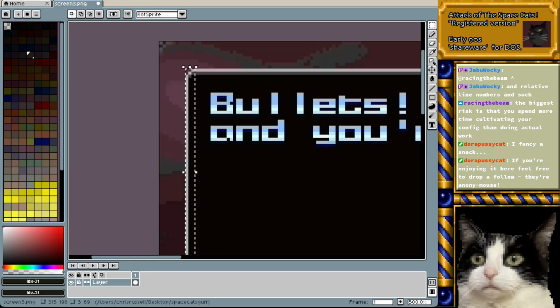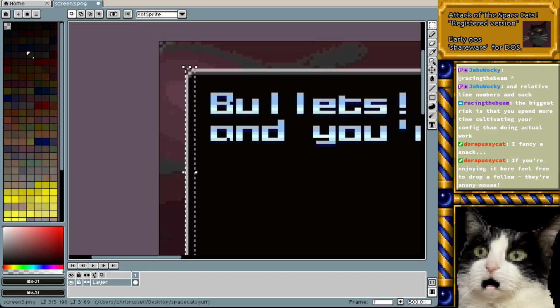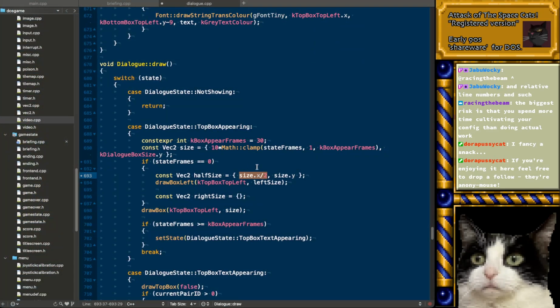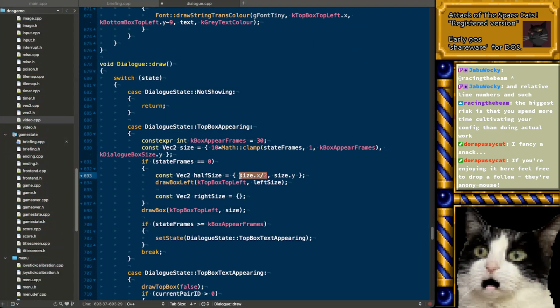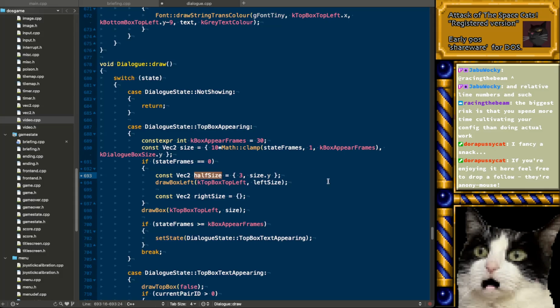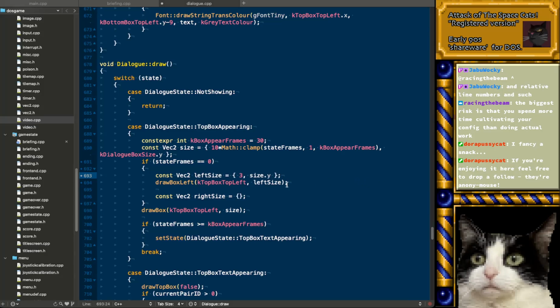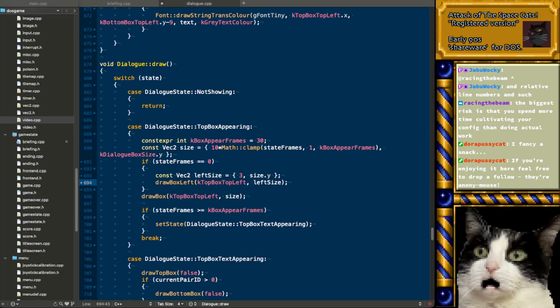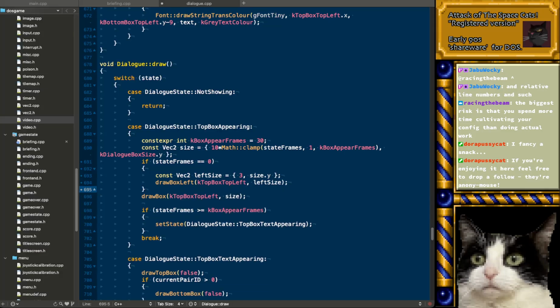Okay. Code, code, code. There it is. It can just be 3. It's not really half size, is it? Let's go back to calling it left size. All right, so from the top left, we want 3 pixels, and that's the full size. And then that's just on frame 0. We don't ever want to draw that again.